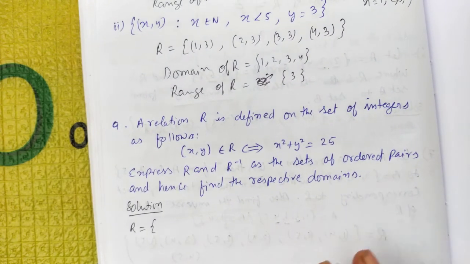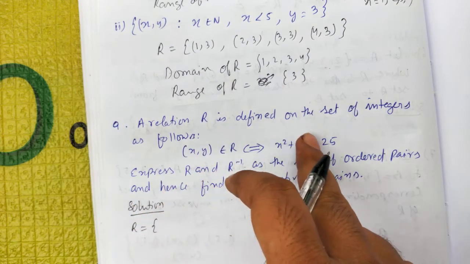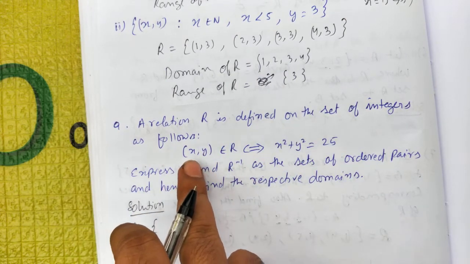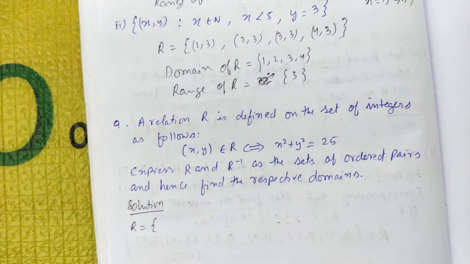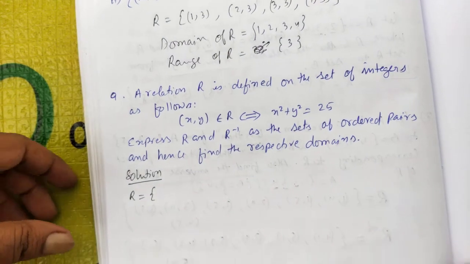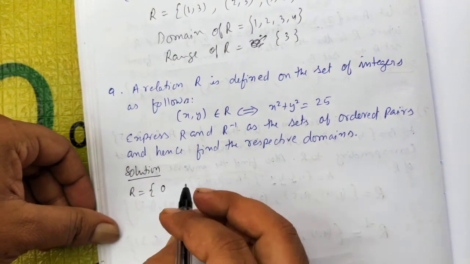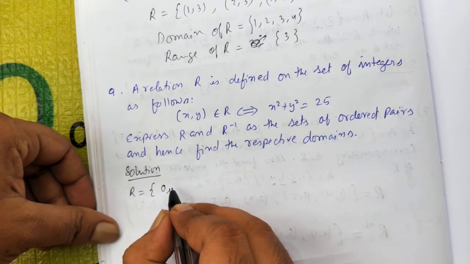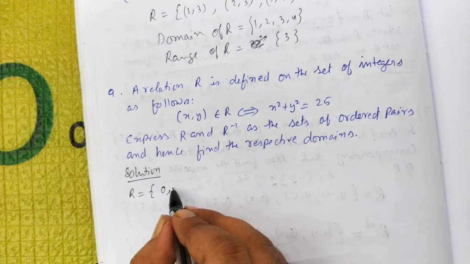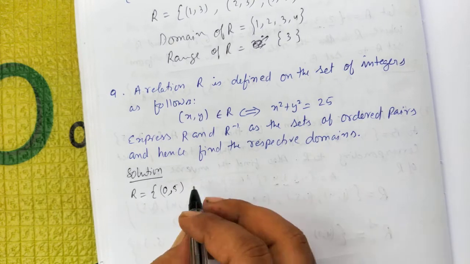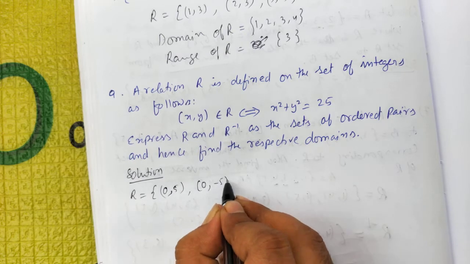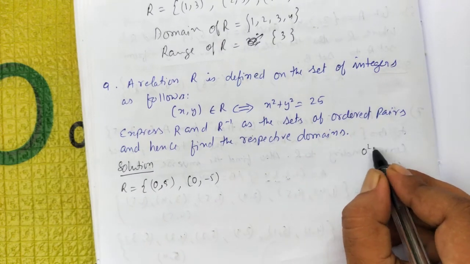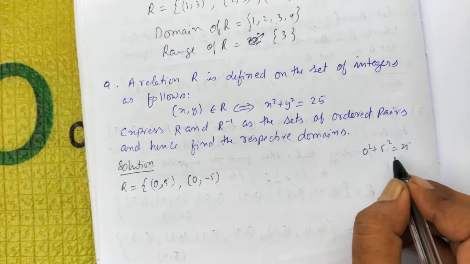Last question, extra question, question number 9. A relation R is defined on the set of integers as follows. x, y belong to R implies x square plus y square must be 25. Simple, okay? If I use 0 square plus 5 square will be 25. And it goes with the negative number also. 0 square plus minus 5 square also will be 25.